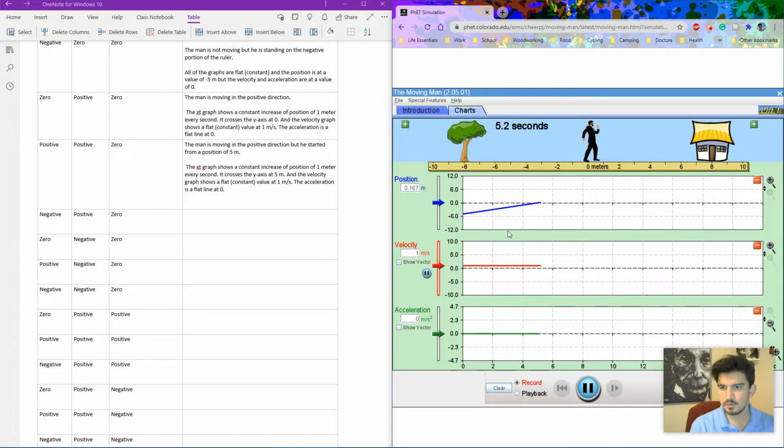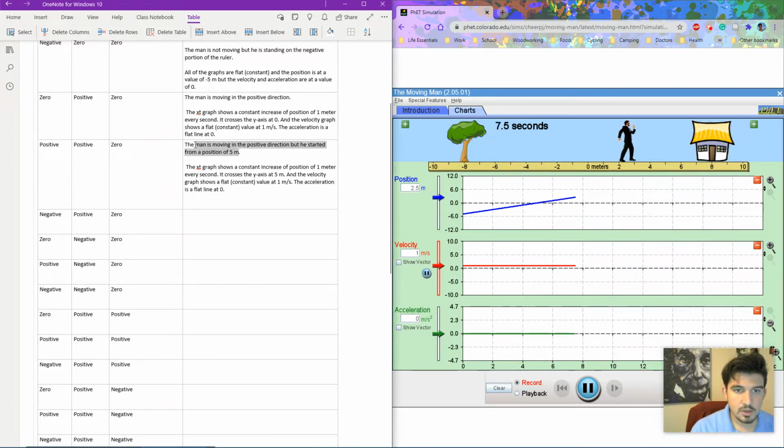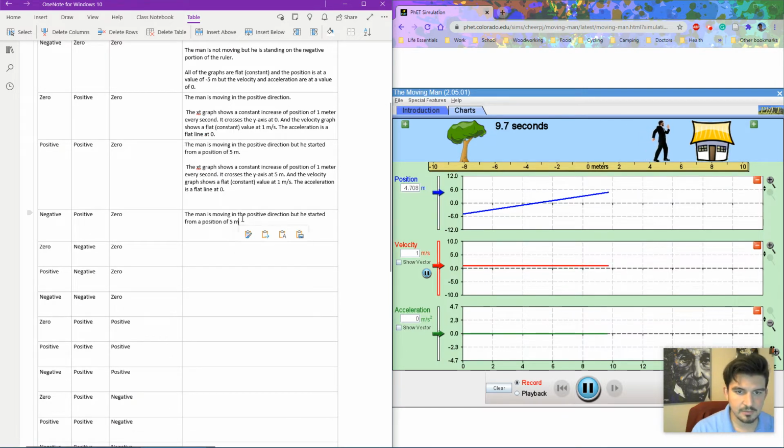Okay, and if we let this run for a while, our little man here is just going to keep on trucking. So our description of his motion, we can basically copy and paste from above. He's moving in the positive direction, but he started from a position of -5 meters. We also can copy and paste the bottom part.